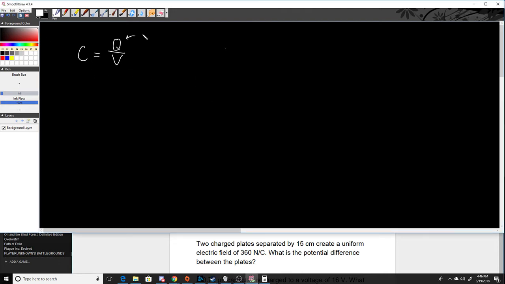So this will be the charge stored on the plates. Typically, that's going to be measured in coulombs. Keep in mind, this C and this C are totally different. That charge stored on the plates, if we divide it by the potential difference or voltage between the two plates, make that a capital V, that will give us capacitance.